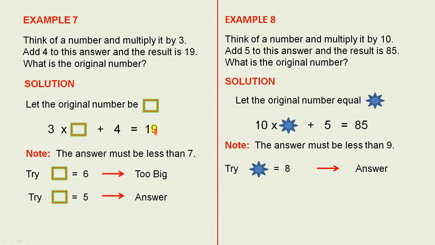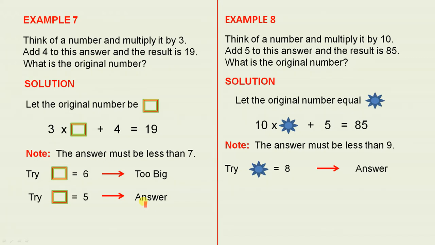In other words, if the answer is 19, that means the square must be less than 7, because being experts at tables, 3 sevens are 21. Let the square be 6 and let's see what happens. 3 sixes are 18, plus 4 gives us 22. That's too big because we only want 19. Let the square be 5. 3 fives are 15, plus 4 is 19. There we go, we found our answer.